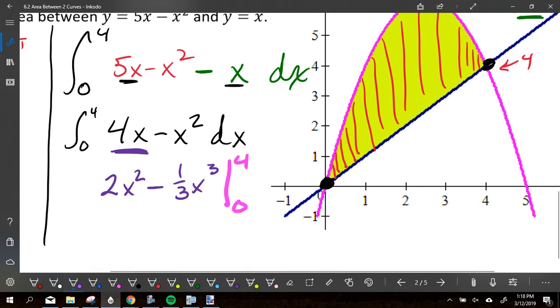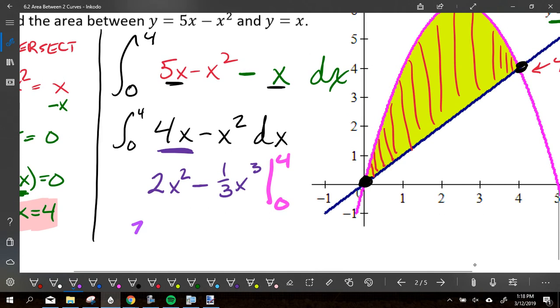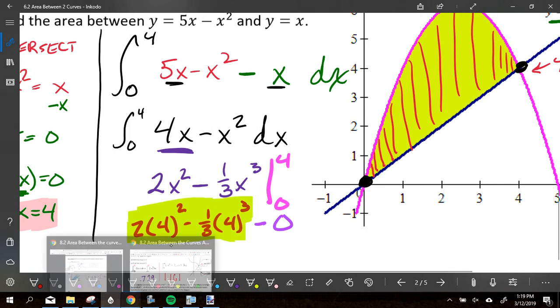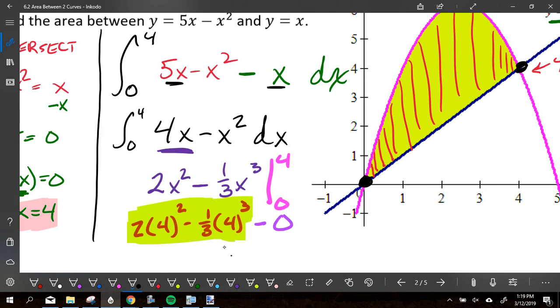All I need to do then is plug in 4. 2 times 4 squared minus 1/3 times 4 cubed, minus the lower bound. Guess what happens when you plug in 0? You get 0. So all of that goes away. That is my answer. This is a free response question, so you could just be done and say, ta-da. If it were multiple choice, your answer is going to be 32 minus 64 over 3. If you type that into your calculator, you should get 10.667.